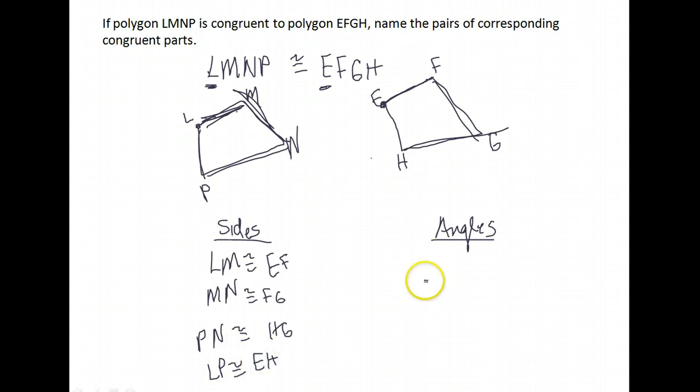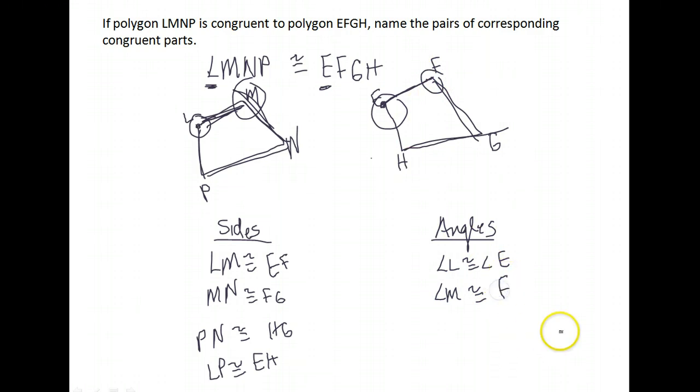Now let's match up the angles. The top left-hand angle, angle L, should be congruent to the top left-hand angle here, angle E. M, our top right-hand angle, should match up with our top right-hand angle here, that's F. Notice they're facing the same direction. If they face opposite directions, you want to be careful. Make sure you match up the parts that look the same. And finally, angle P goes with angle H.